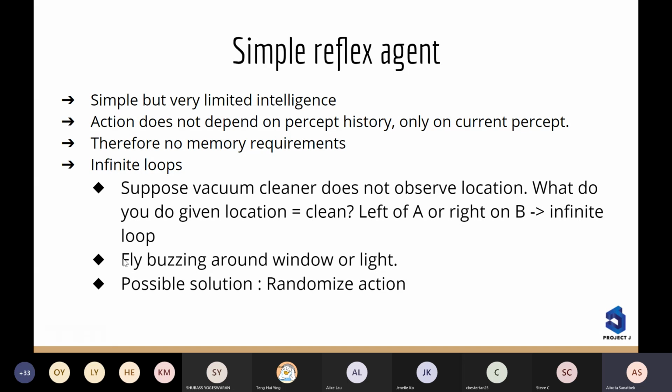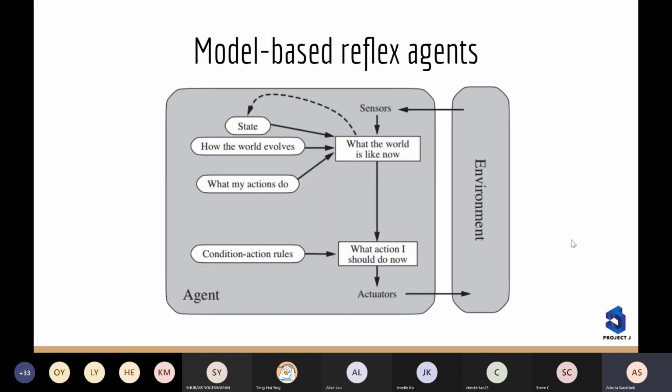But there's actually a solution to that. One possible solution is to randomize its actions. In the case of a vacuum cleaner, we can say that it randomly checks some locations, and if all of them are clean, then it can stop its operation. Okay, let's move on to the next one.